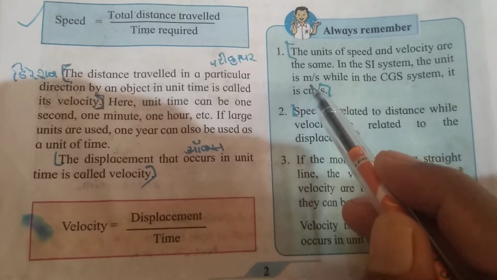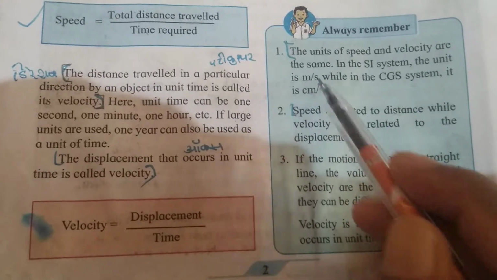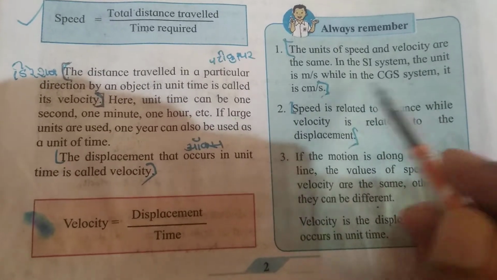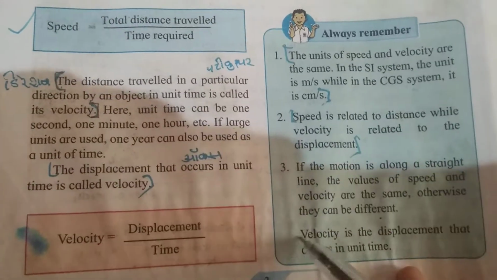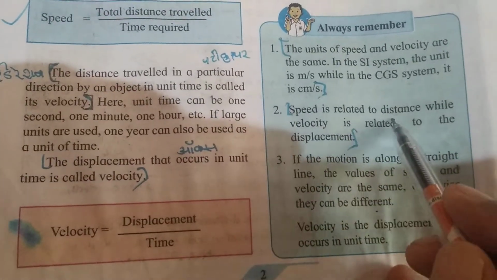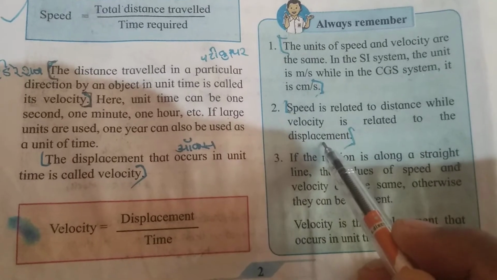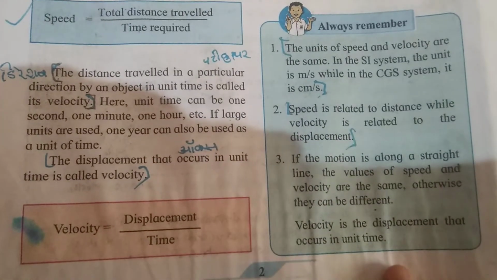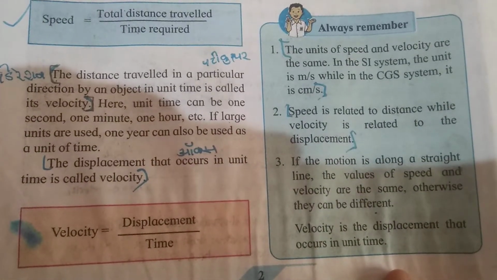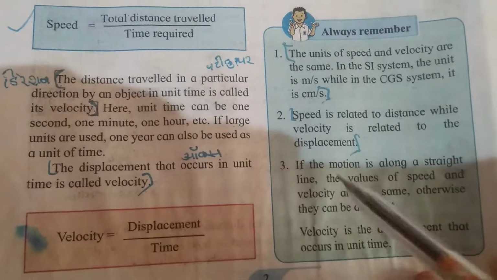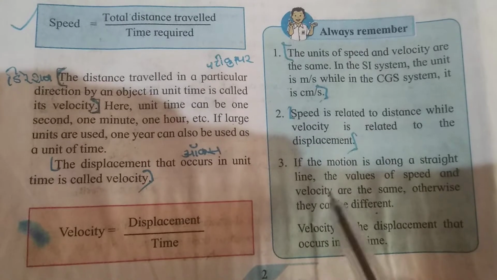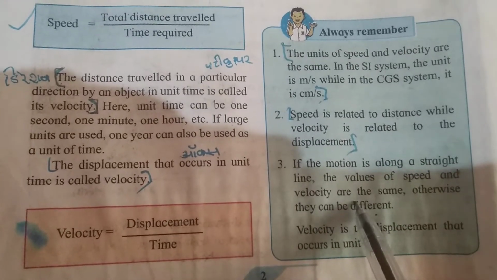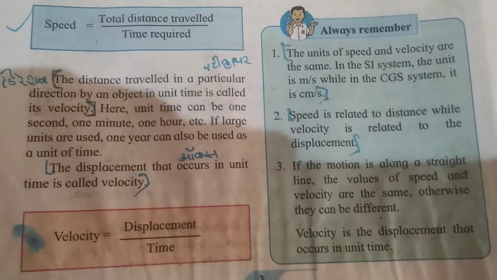So the distance is measured in meter and time is measured in second, while in the CGS system it is centimeter per second. Speed is related to distance and velocity is related to displacement. If the motion is along a straight line, the values of speed and velocity are the same. Otherwise, they can be different.